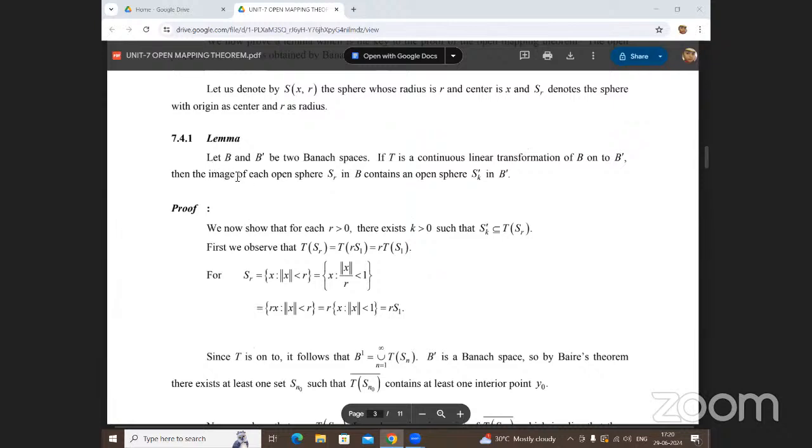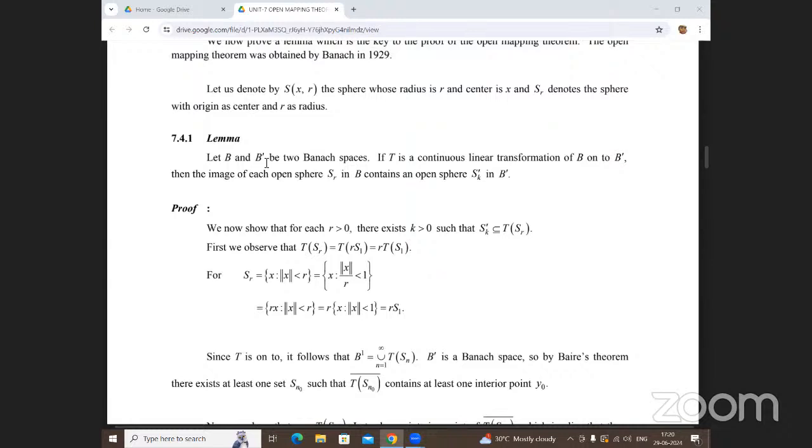Now in this lemma, we are taking B and B dash, two Banach spaces. What is a Banach space? From the beginning of the second session, we have introduced the definition of Banach space. A normed linear space which is complete is called a Banach space.